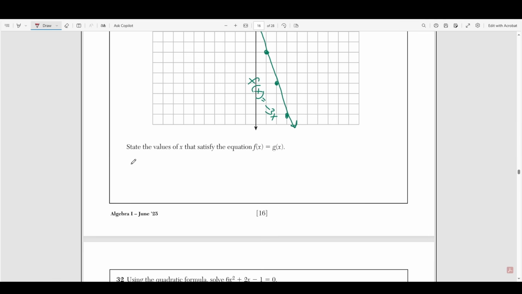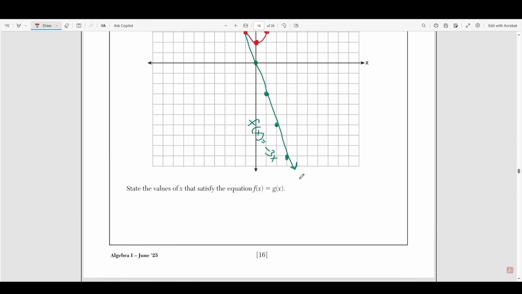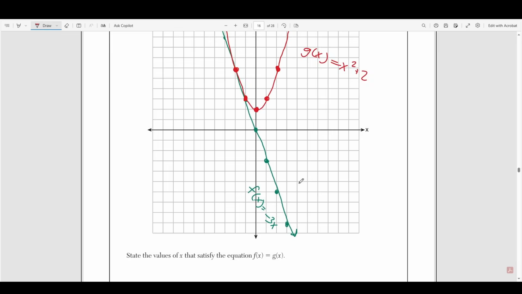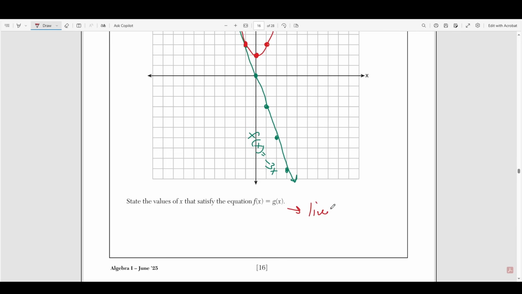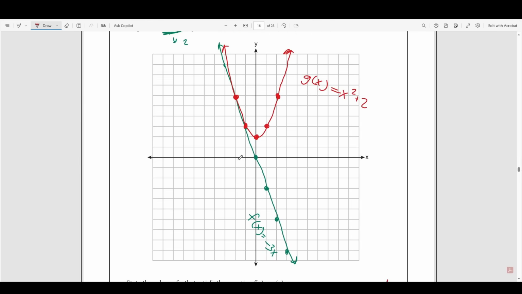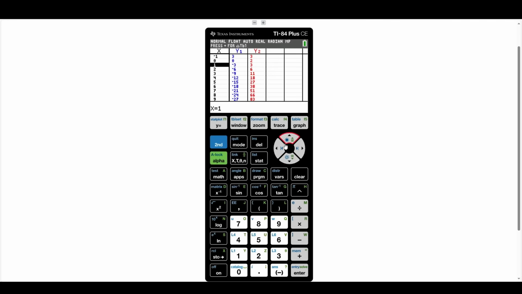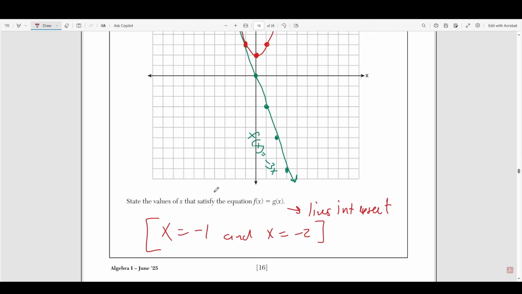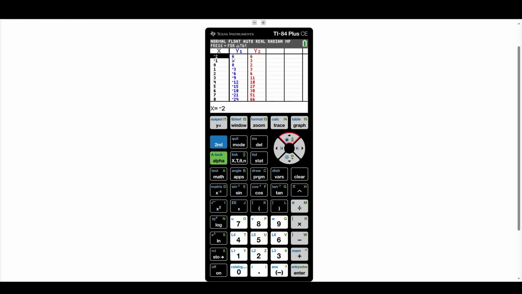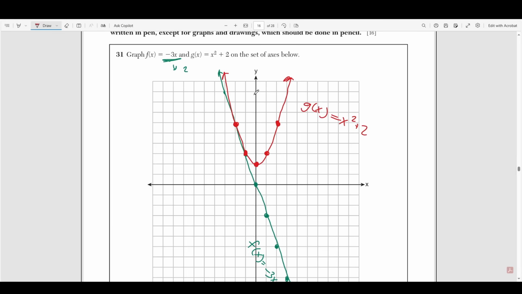So now, it asks us to state the values of x that satisfy f of x is equal to g of x. So when f of x is equal to g of x, that's when the lines intersect. And we saw here how the lines intersected at x equals negative 1 and at x equals negative 2. Okay? And you can verify that in the table, right? Because at negative 1, they're both equal to 3, so they have the same y value and they're equal to each other, right? And at negative 2, we can see that they both equal 6, right? So they're equal to each other at that point as well. All right, so again, intersection means that they're equal to each other at that point.